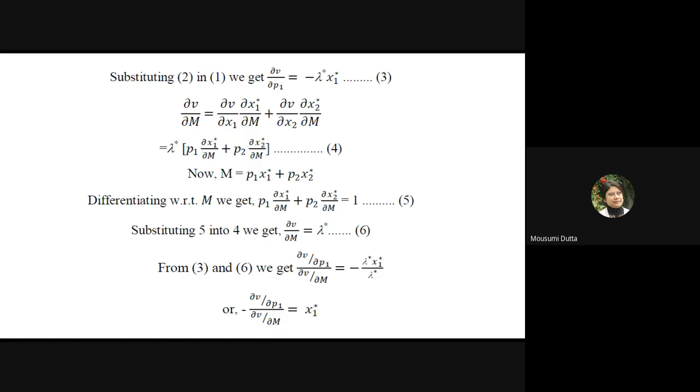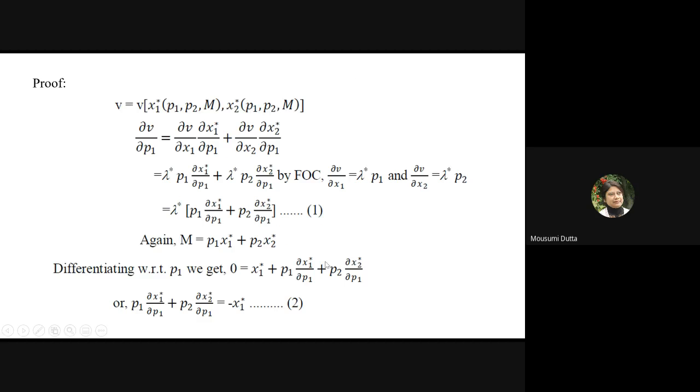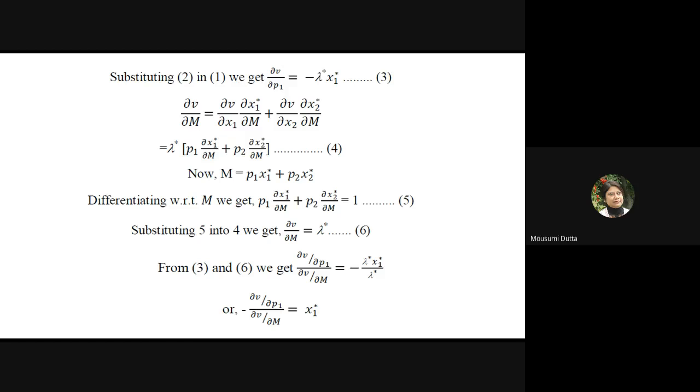So this second part will be similar because we are considering del V by del M, and then the budget is there and we are taking derivative with respect to M. So this second part is identical. Only there will be a change in the first part. Second part will be identical.